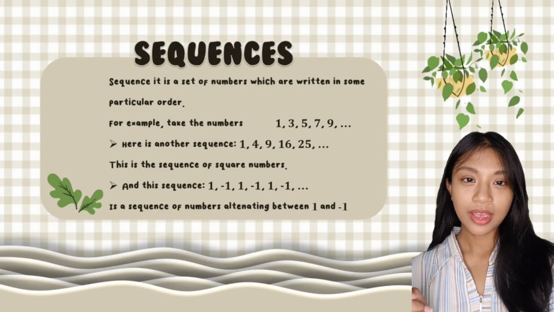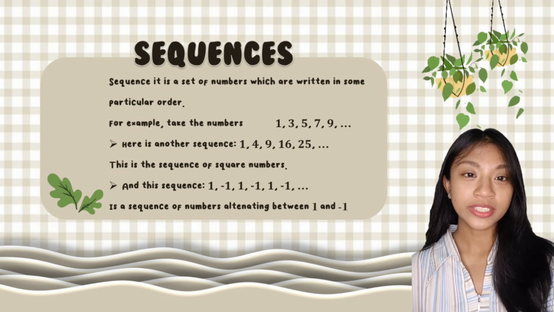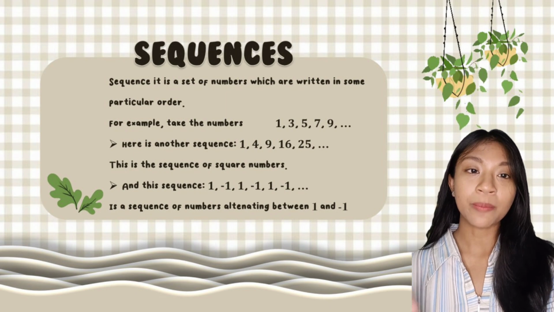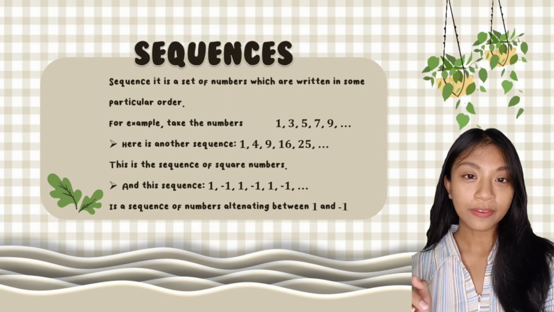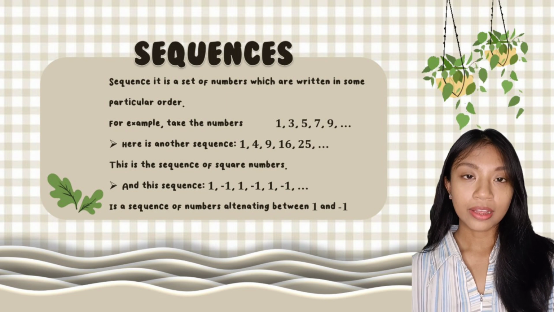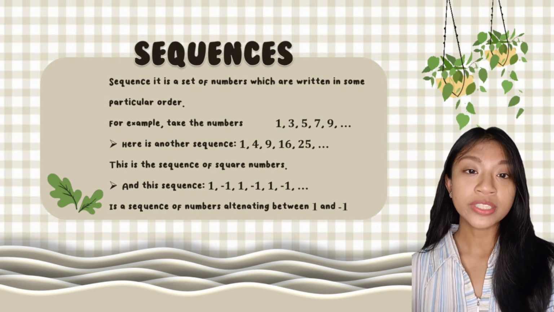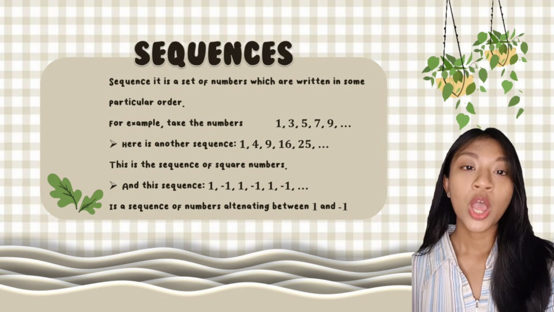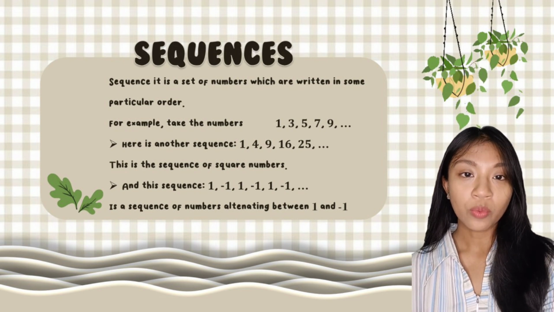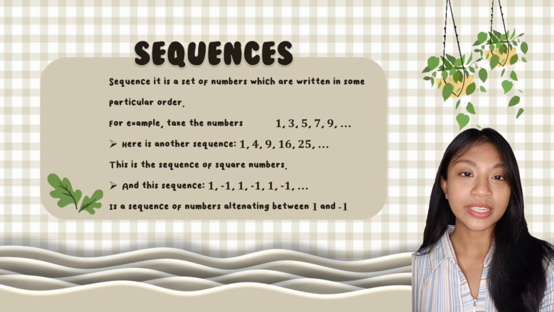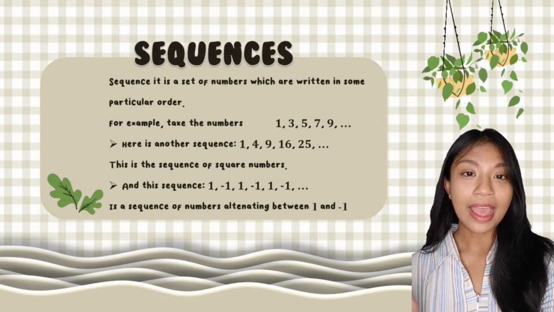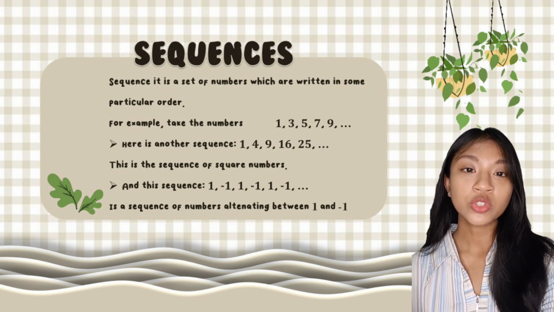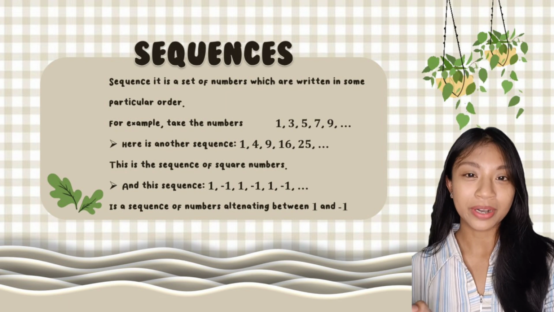What is a sequence? It is a set of numbers which are written in some particular order. For example, take the numbers 1, 3, 5, 7, 9, and so forth. Here we seem to have a rule. We have a sequence of odd numbers. To put this another way, we start with the number 1, which is an odd number, and the next successive number is obtained by adding 2 to give the next odd number.